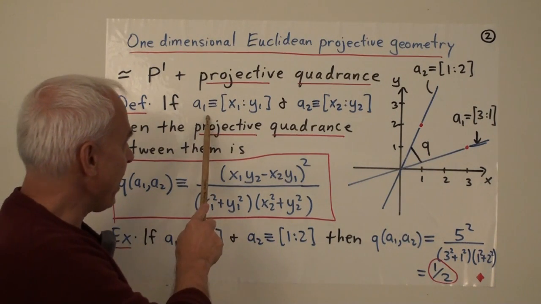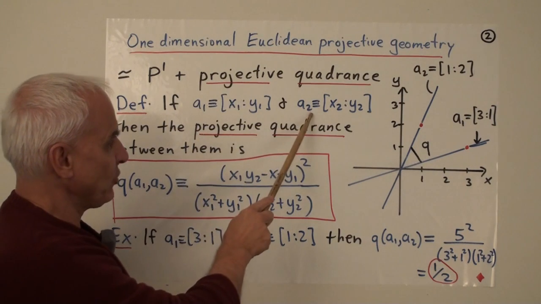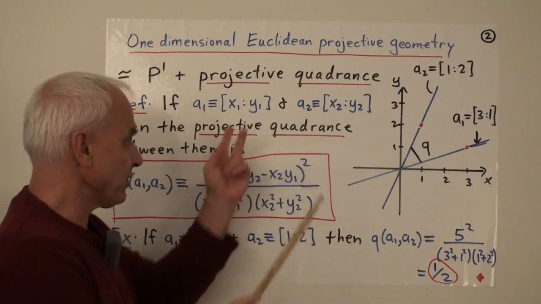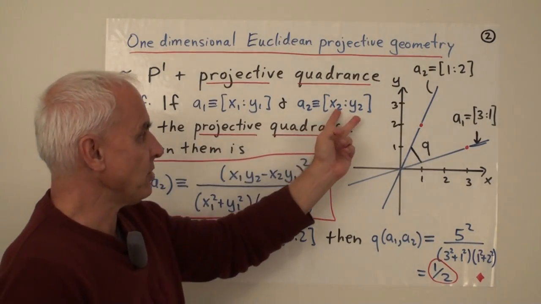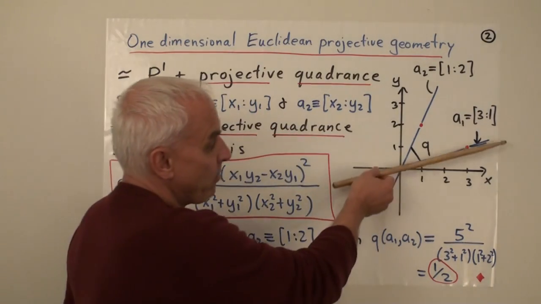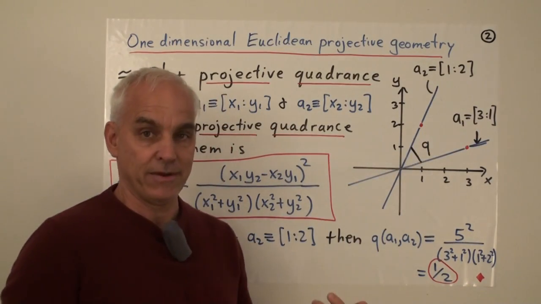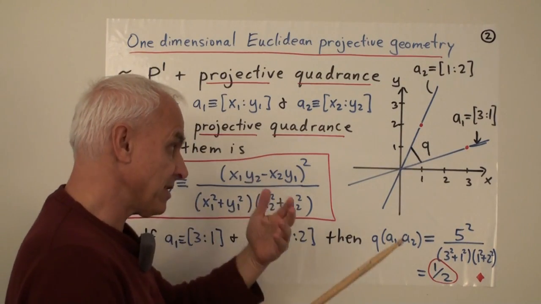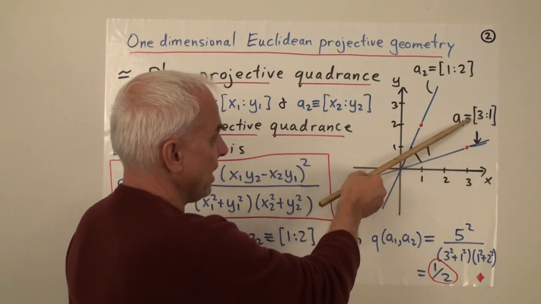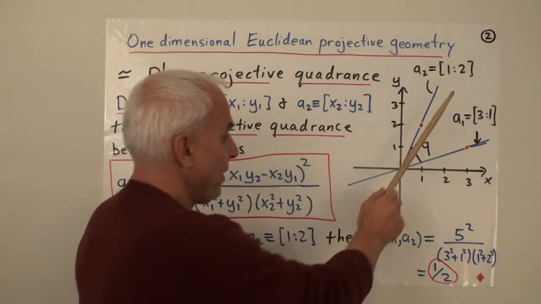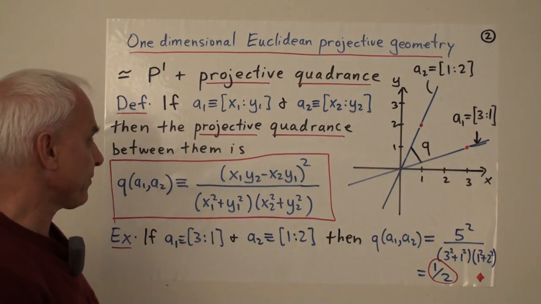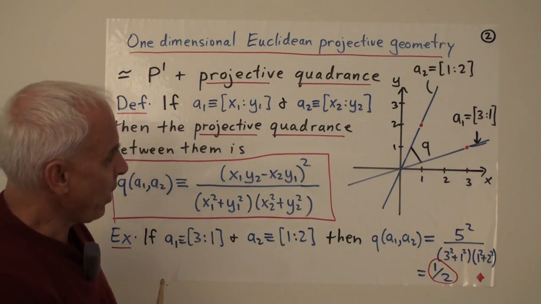We have 2 projective 1 points, A1 and A2. They're given in terms of coordinates. A1 is x1 : y1, there's a proportion, and A2 is x2 : y2. And we're visualizing these 2 projective 1 points as lines in the 2-dimensional plane. We don't have to do that, but that's a very nice visual way. So there's the projective 1 point whose name is 3 : 1, and there's the projective 1 point whose coordinates are 1 : 2.